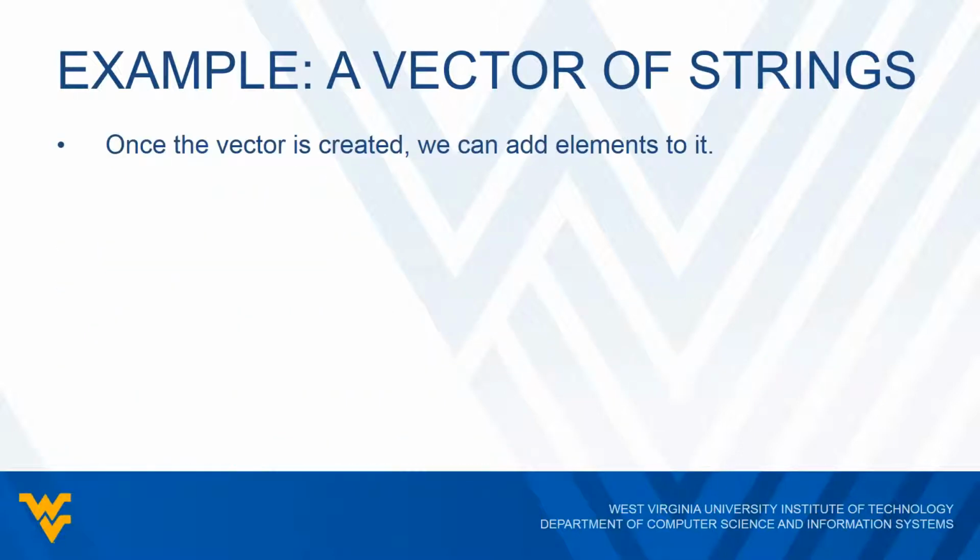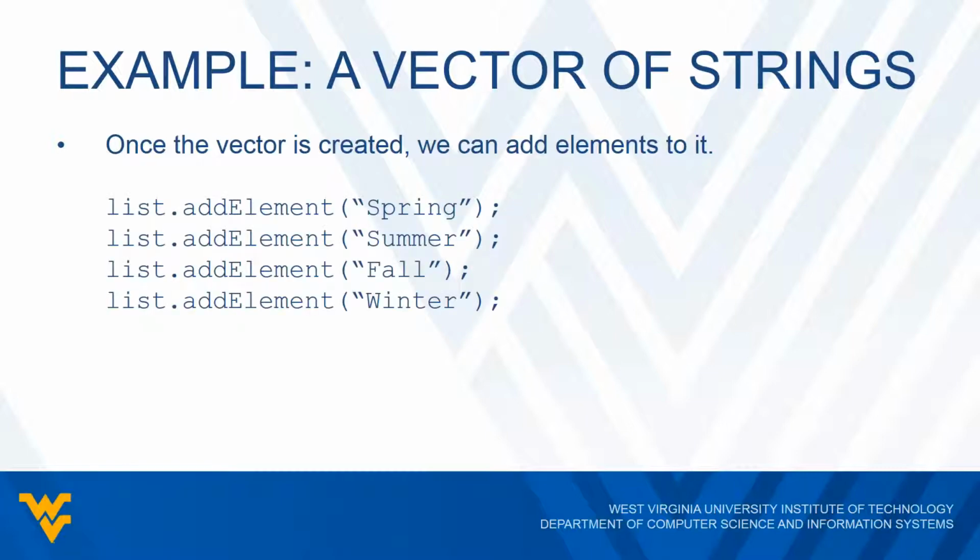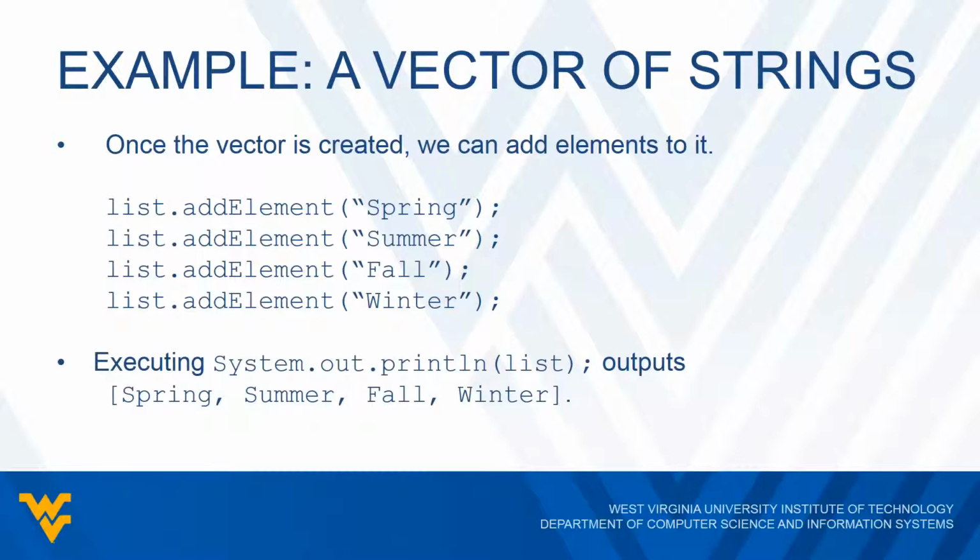So once we've created the vector, now we can add however many elements we want to it. So for example, let's say I want my list vector to be a vector of seasons. So I can do something like list.addElement and then include spring, and then list.addElement summer, list.addElement fall, list.addElement winter. So this will add these 4 strings into my vector. Now let's say I were to run System.out.println on my list. What would be my output? Well, it would be spring, summer, fall, winter in square braces. So this would be the formatted output for my vector.